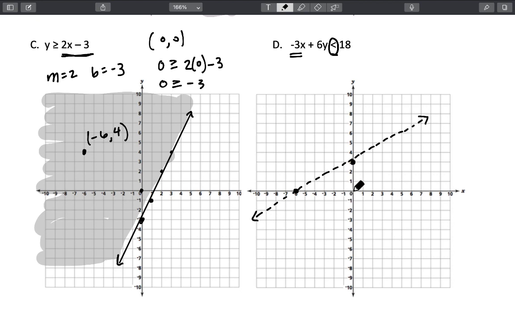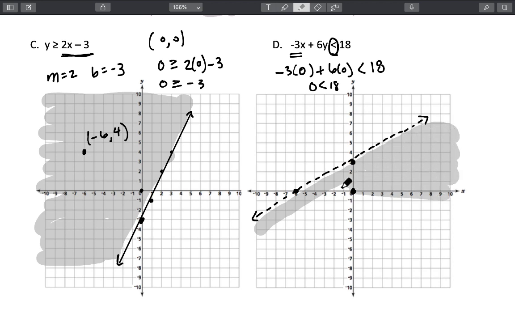And I am going to test the point 0, 0 again to determine if this is in my solution. So if I put 0 in for x and y, I'll have negative 3 times 0 plus 6 times 0, and that will make the statement 0 is less than 18. And 0 is less than 18. So I know that my solution must lie in this half plane that contains 0, 0. So I'm going to shade all of that in as best I can. All right, and that's good enough for now.